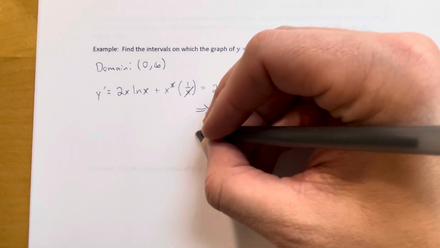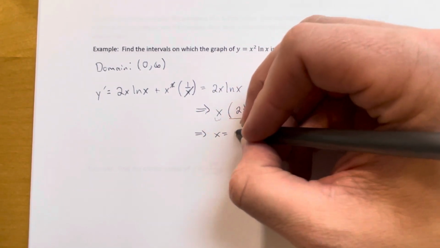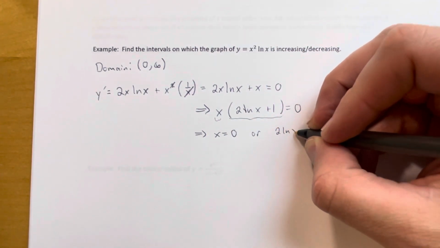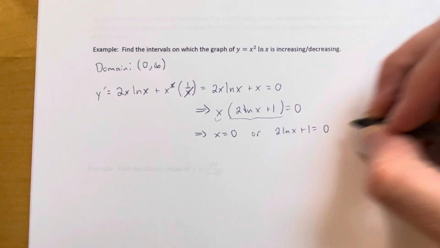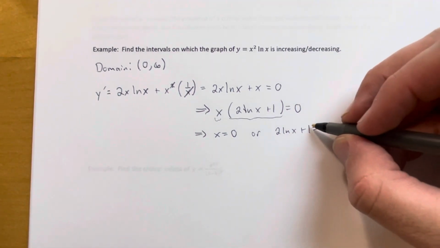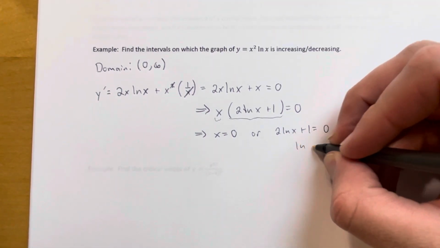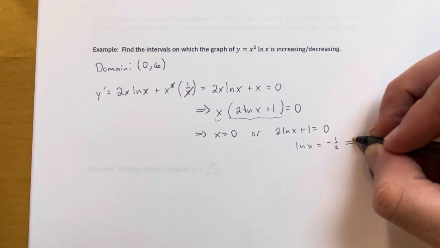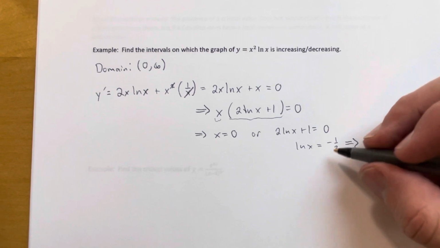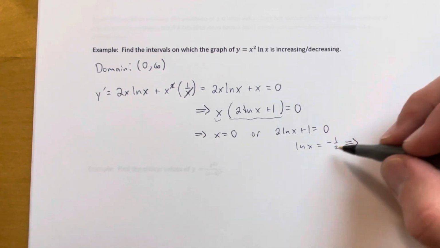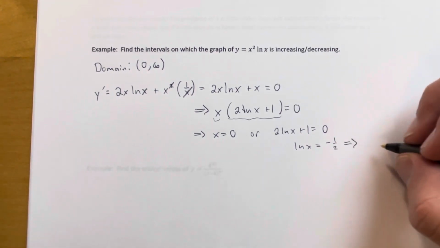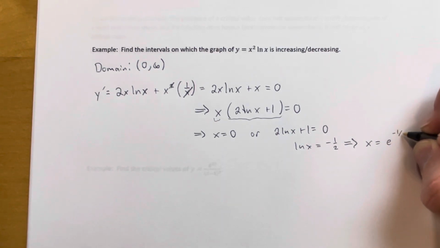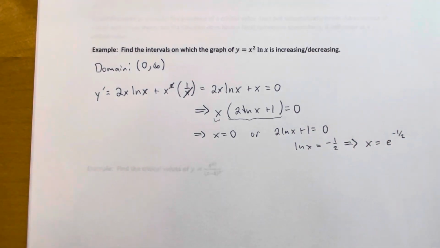So this leads to two possible solutions. Either x equals 0 or 2 times the natural log of x plus 1 is equal to 0. And this is something that we can solve. Subtract 1, divide by 2. I get the natural log of x is equal to negative 1/2, which I can solve for x by taking e to the power of both sides. That will cancel that natural log out so that x is equal to e to the negative 1/2 power. Okay?